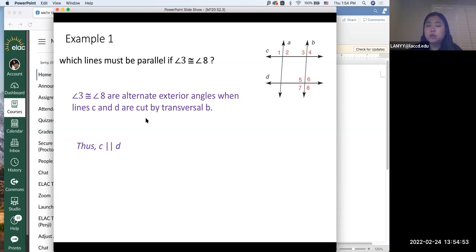Okay, right? So the corresponding angle, alternate interior angle, alternate exterior angles, all these theorems are if and only if. Either these two lines are parallel, so the angles are congruent, or those angles are congruent, so these two lines are parallel. Okay, right? If and only if.